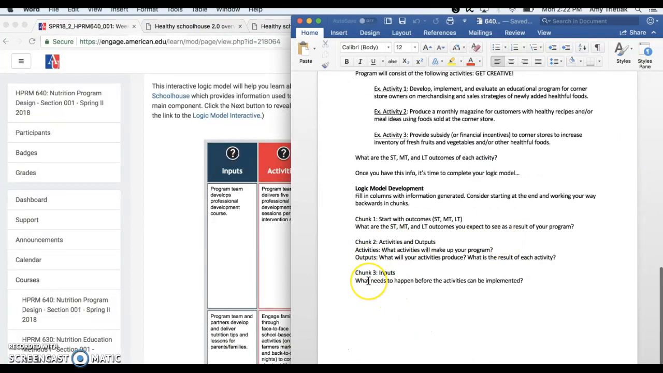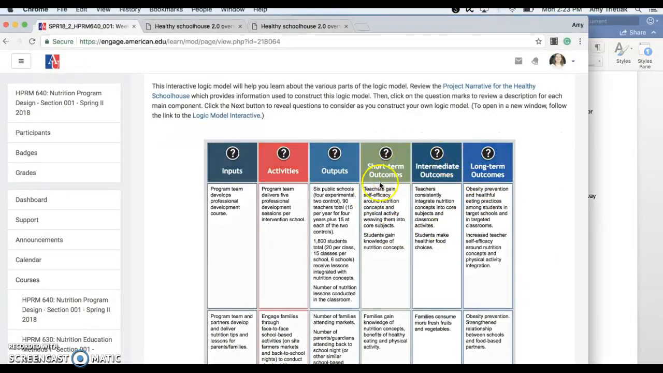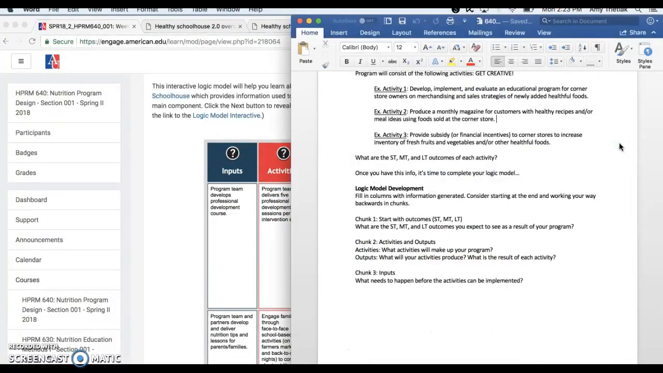And then inputs is the section that I would do last. So once you have an idea of what you're looking to accomplish, how you're going to accomplish it, we're going to go back and fill in the inputs. And that's all the things that are going to allow you to have all of your ducks in a row. So what needs to happen? Chunk 3 is the inputs. What needs to happen before the activities can be implemented? What steps are involved in your planning and preparation? What items do you need to make sure that you have in place?